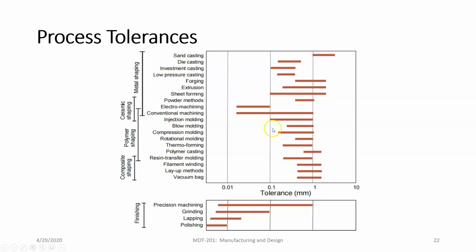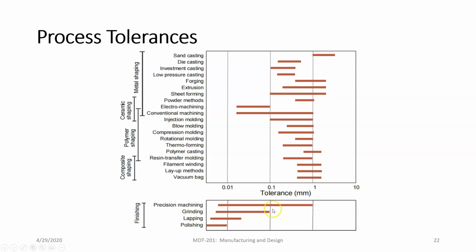So in the chart here, we're looking at tolerances. On the right-hand side, these are larger tolerances, what we would call a looser manufacturing operation. Sand casting, obviously, we can't hold tight tolerances in a sand casting operation. EDM and conventional machining are some of the more precise operations. Down on the left-hand side, we have the tighter tolerance machining.